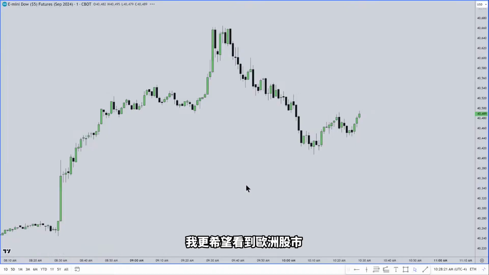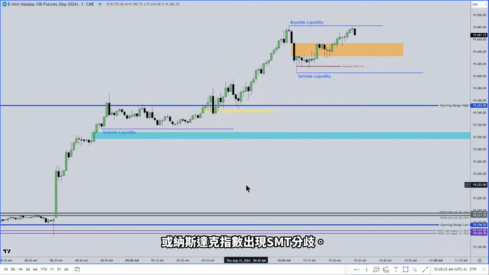And I prefer to see an SMT divergence on either the ES or the NASDAQ comparatively. So in other words, if a higher high is seen in ES, if the market breadth and strength is there, then the NASDAQ should do it too. And if it's not seen, then I'm not really willing to chase or look for continuation or follow through for the session or for the day.